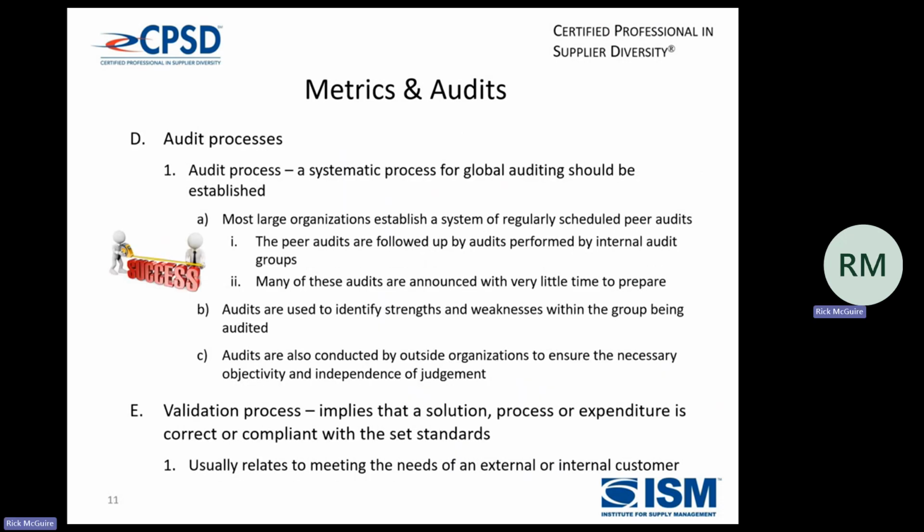Audit processes. A systematic process for global auditing should be established. Most large companies have this. Establish a system of regularly scheduled peer audits. Peer audits are followed up by audits performed by internal audit groups, and many of these audits are announced with very little time to prepare. So you've got peer audits, and you've got internal audits with the internal audit group.